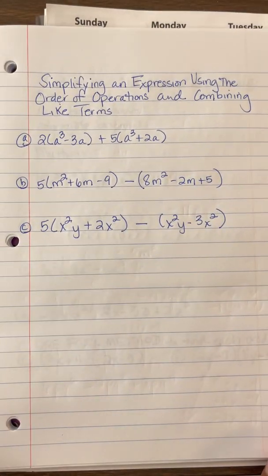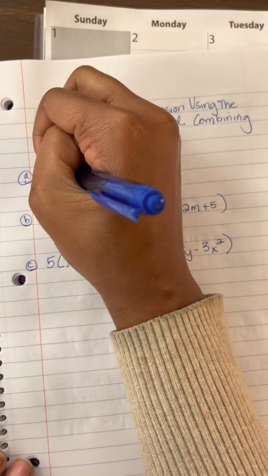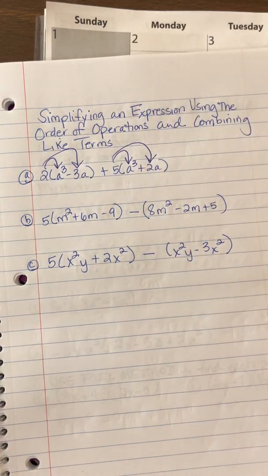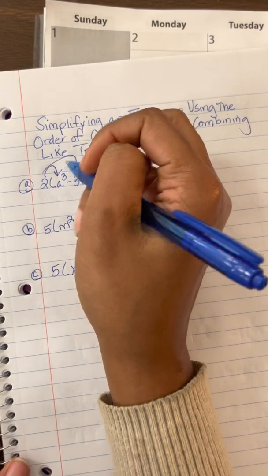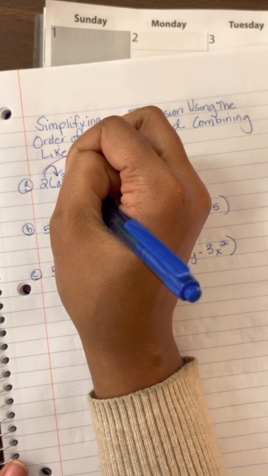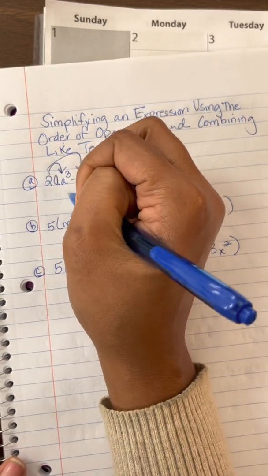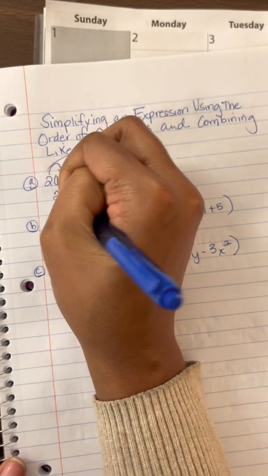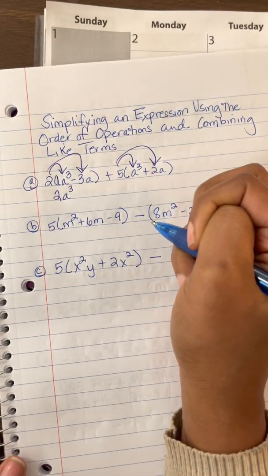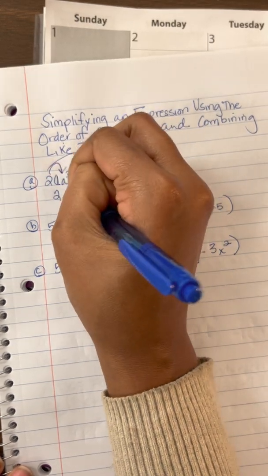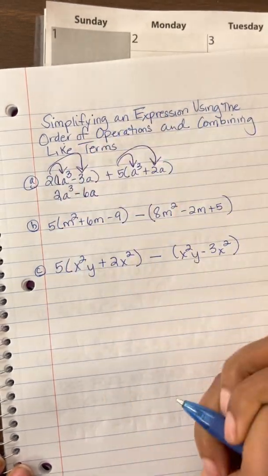Simplifying an expression using the order of operations and combining like terms. Now, we are going to utilize the distributive property. Okay. So if I have 2 times a to the third power, this is an understood 1, of course. So 2 times 1a to the third power is just 2a to the third power. 2 times 1 is 2. Okay, and bring down a to the third power. 2 times -3 is -6, and bring down the a.